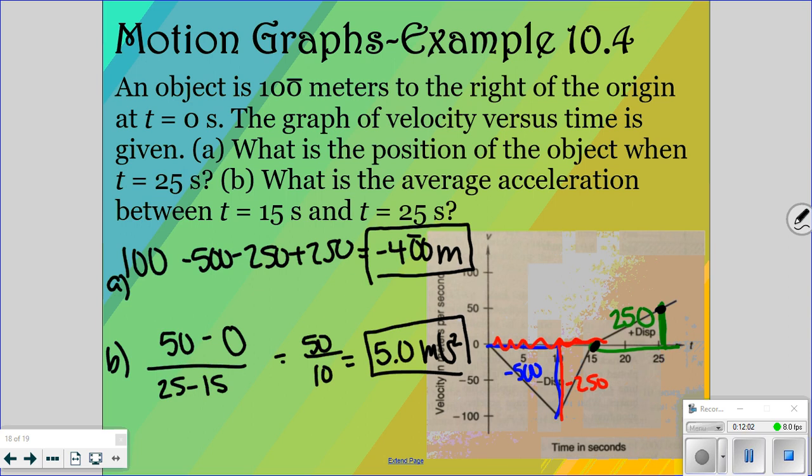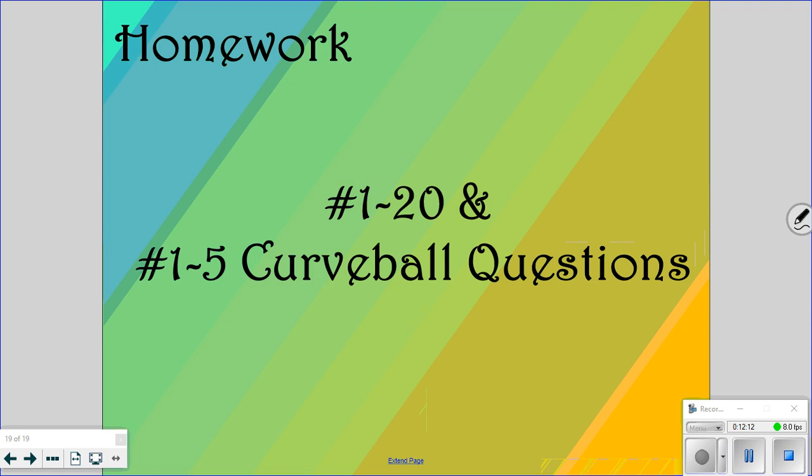So that's how you do motion graphs. They're not terribly difficult. The hardest part is just making sure that you read the points correctly. So make sure to do your homework tonight, and it's 1 through 20, and then there are 5 curveball questions.